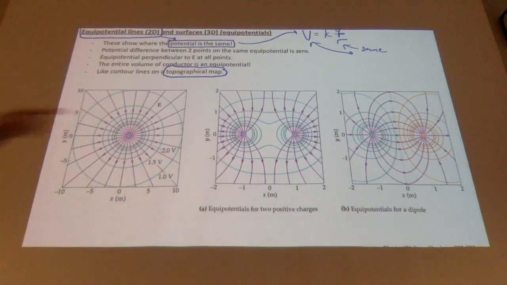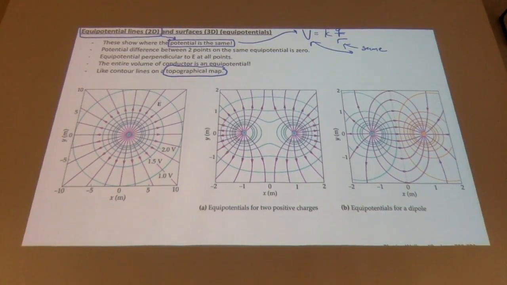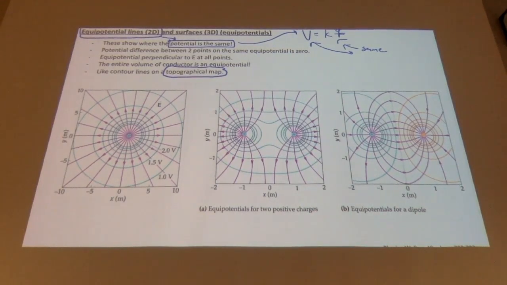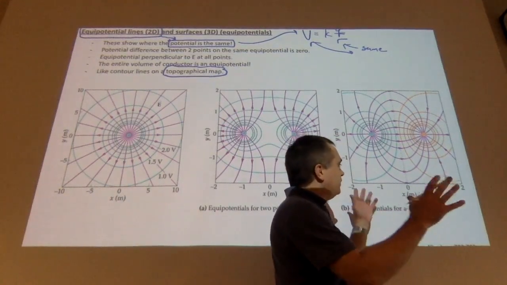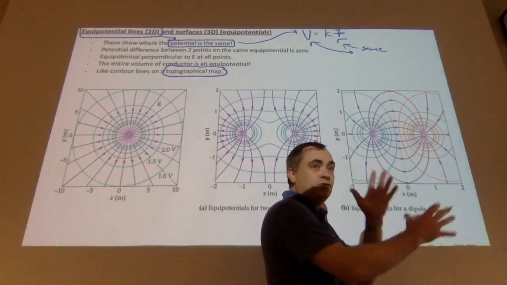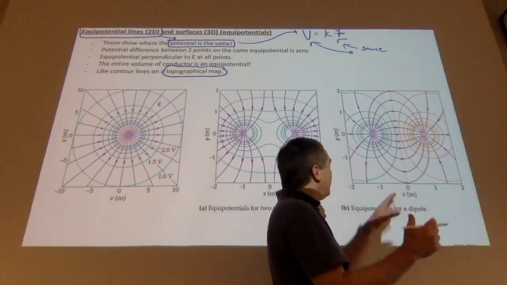But I like the one that's over here on the right. One positive and one negative. Think about what that means if I were to graph this as three-dimensional potential, okay? Positive values and negative values.